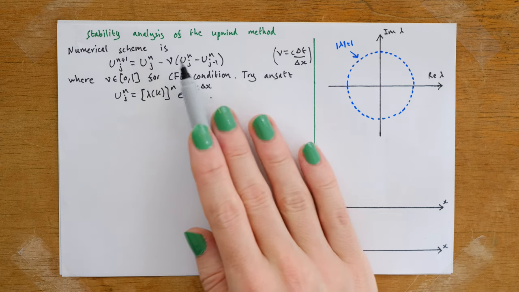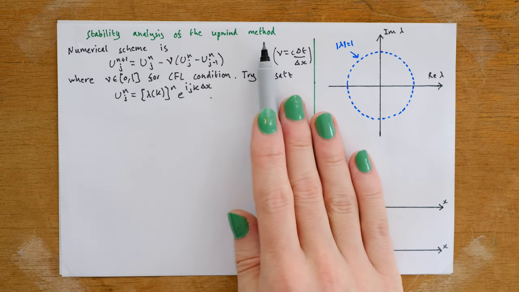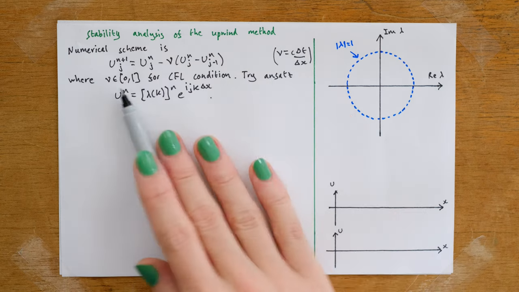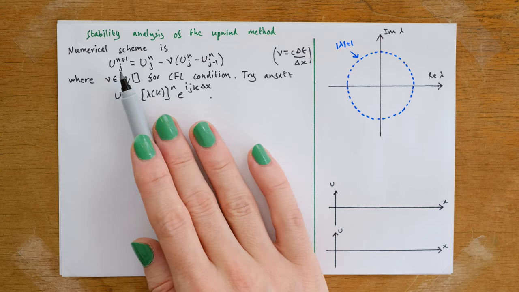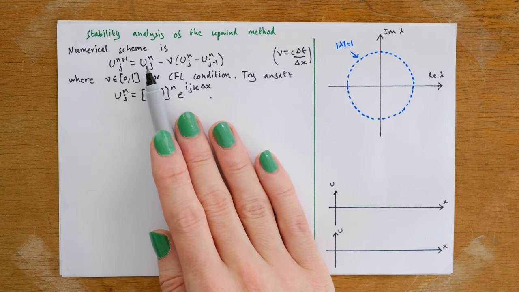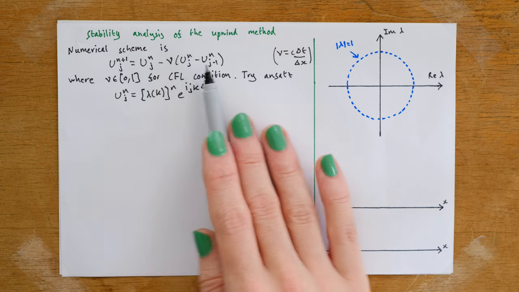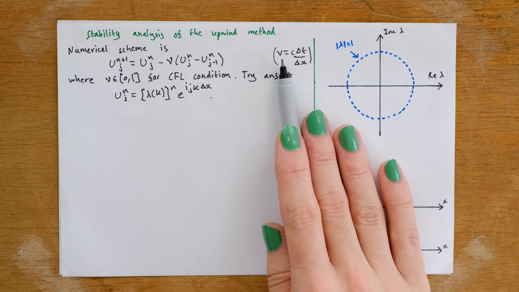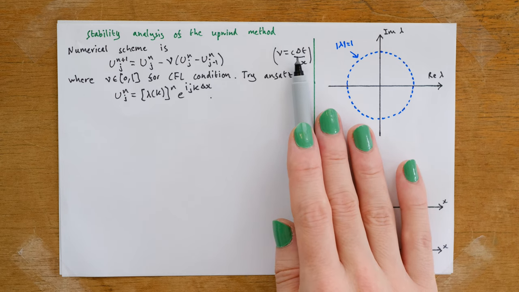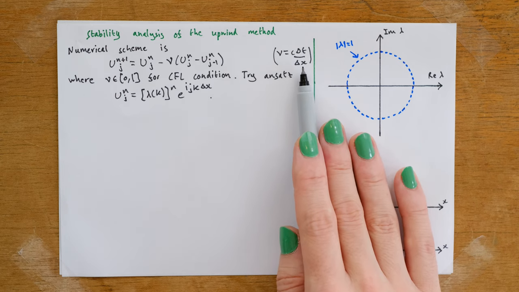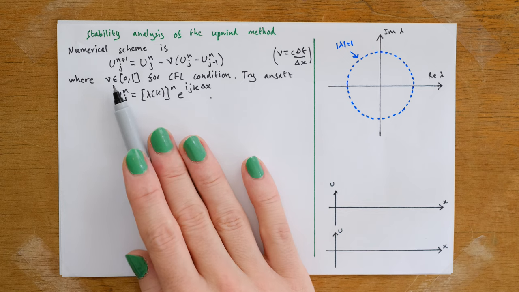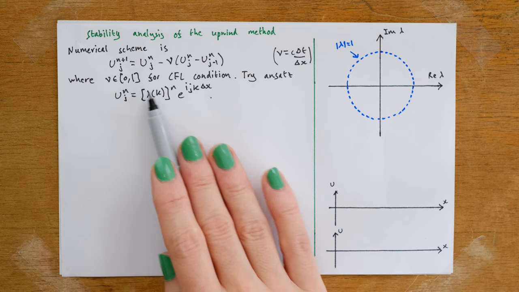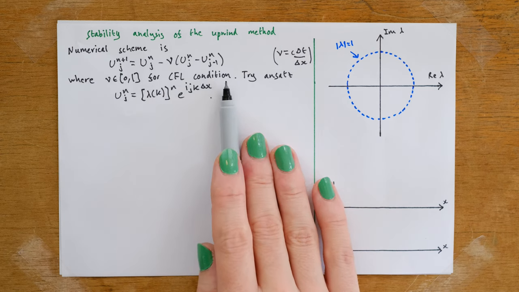Let's now look at performing a stability analysis of the upwind method for the linear advection equation. And here our numerical scheme is u_j^{n+1} is equal to u_j^n minus nu times (u_j^n minus u_{j-1}^n). And nu is a dimensionless constant equal to c times delta t divided by delta x. And nu has to be in the range from 0 to 1 for the CFL condition to be satisfied.